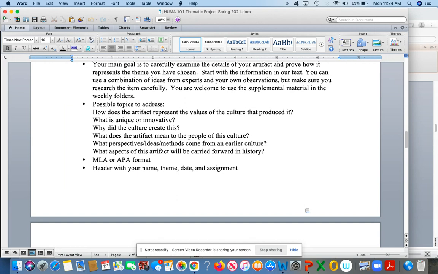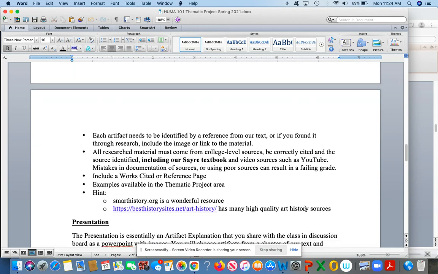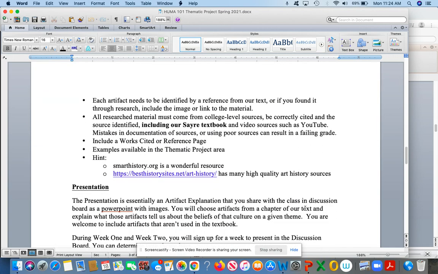Some of the things that you'll be addressing in the short papers are, how does the artifact represent the values of the culture that produced it? What made it unique? Why did the culture create it? What did this artifact mean to the people of this culture? What perspectives, ideas, and methods have come from an earlier culture and what have been carried forward in history? So you can start to think about almost like the genealogy of the artifact. It'll be in MLA or APA format, I don't care which, with a complete header. Again, there are examples in this thematic project folder. Please check them out.